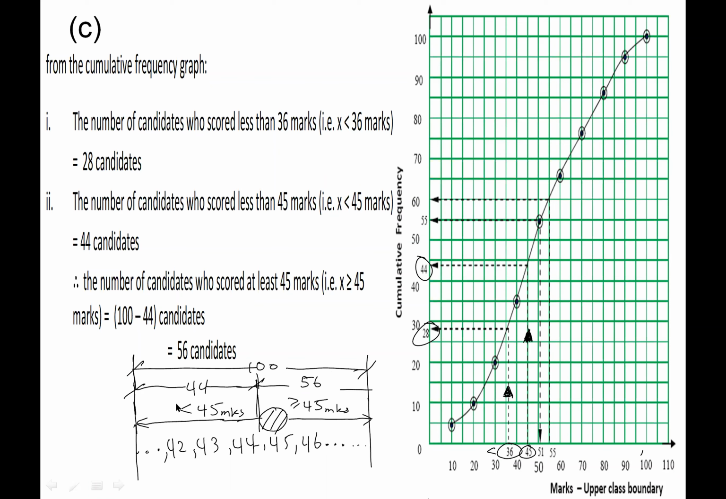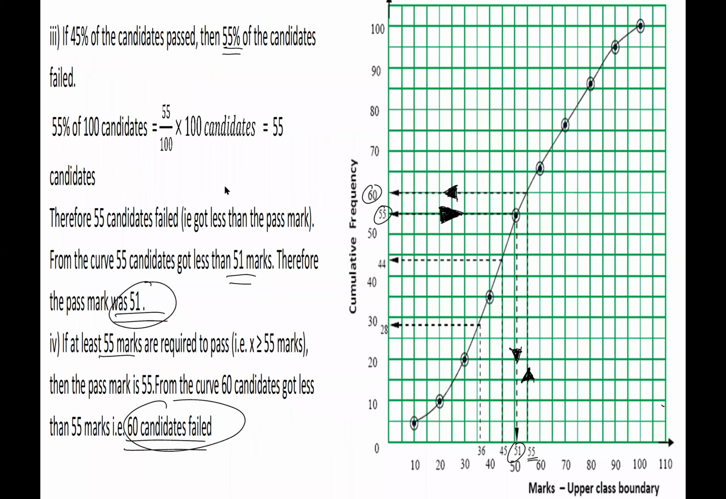Because remember, on this side was less than 45. That's from 44 go this way. So on the other side, which is the 56 remaining candidates, they would score 45 or more, which is really at least 45 marks, right? At least means 45 or more. So the number of candidates who scored at least 45 was 56 candidates. And that's how you got the answer here, as 56 candidates. So that was a nice one as well. Let's go down to the next one.